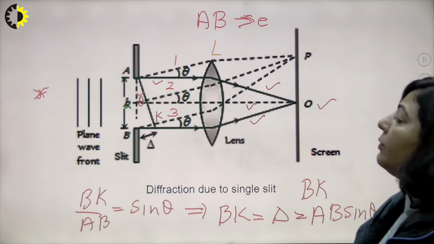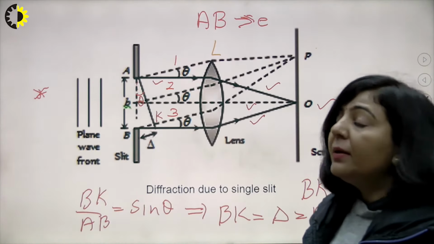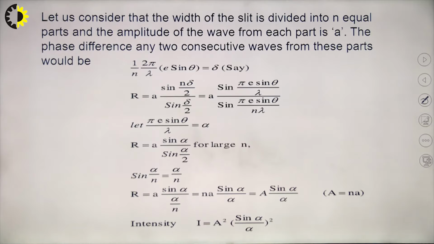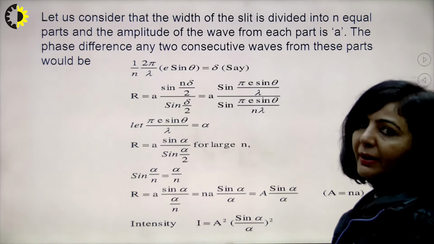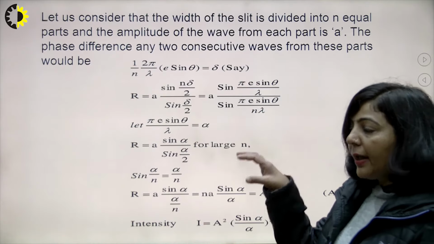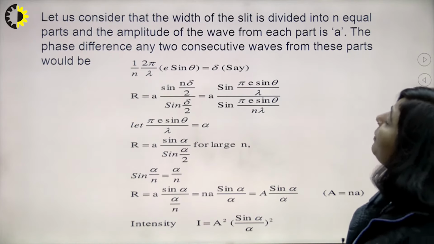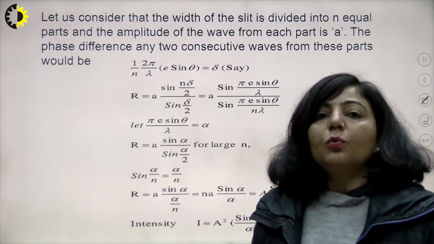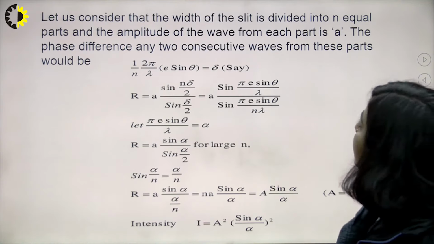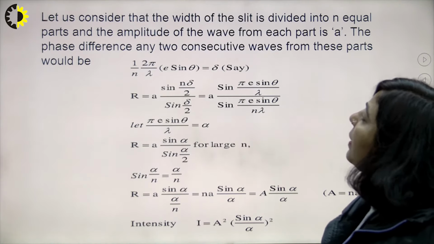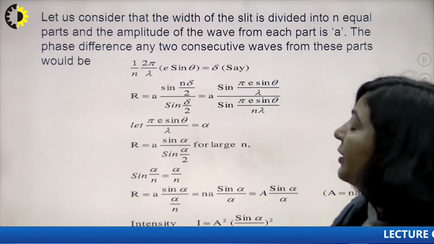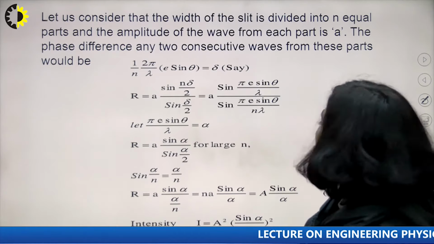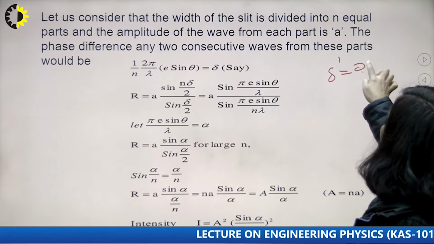Now using this phase difference or path difference, we will decide how you will get maxima, minima and principal maxima. So let us consider that the breadth of the slit is divided into n equal parts. As I mentioned, we are assuming that there are n equal parts in that particular slit, and the amplitude of wave from each part is A. So we are taking the amplitude of the light rays passing through each part of the slit to be A. The phase difference between any two consecutive waves from these parts will be, since you know the phase difference between the light rays diffracted from the two extreme corners, that phase difference is 2 pi by lambda e sine theta.